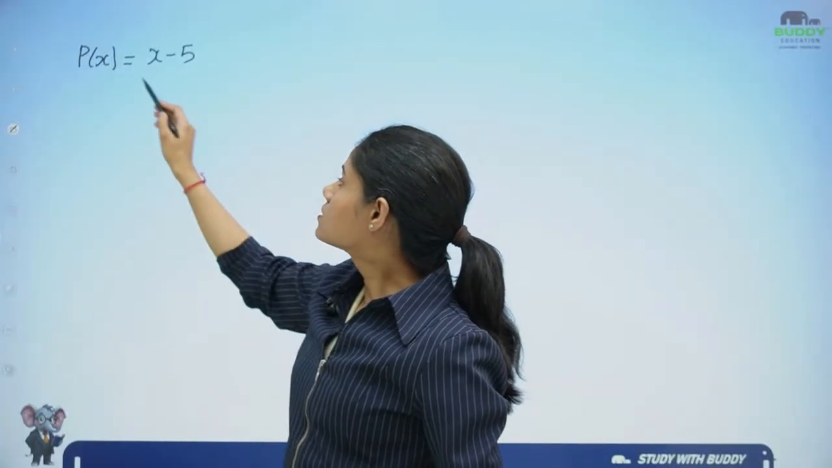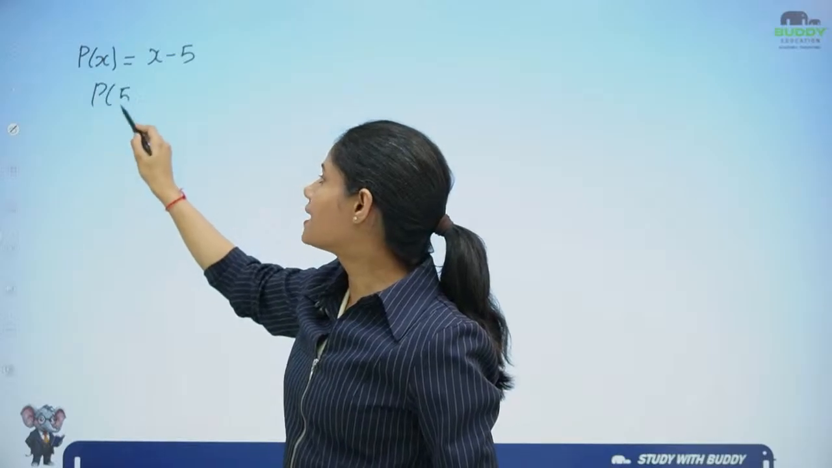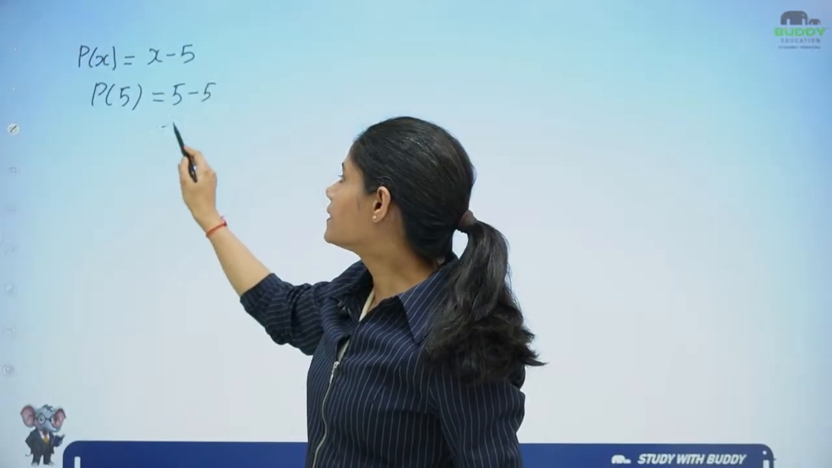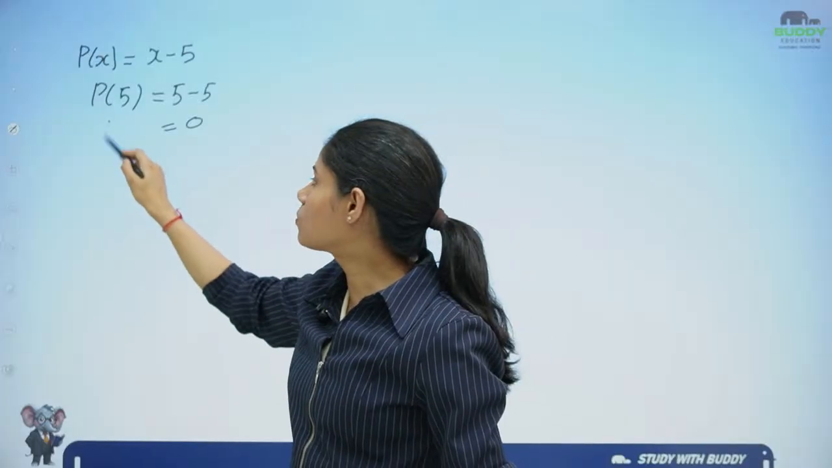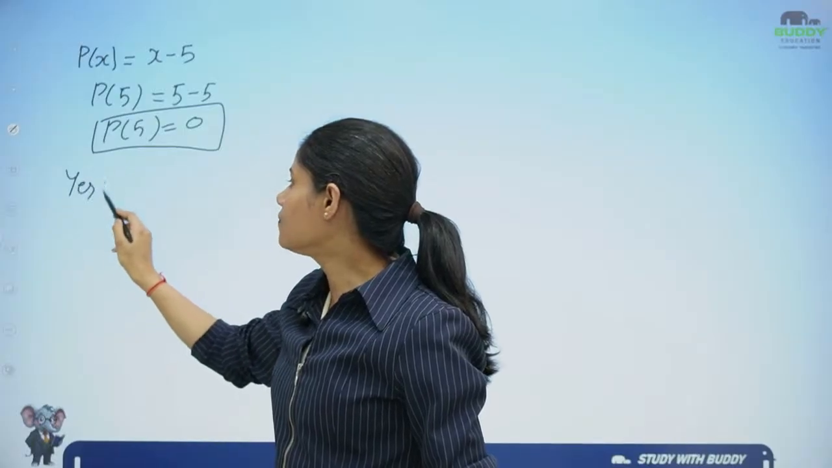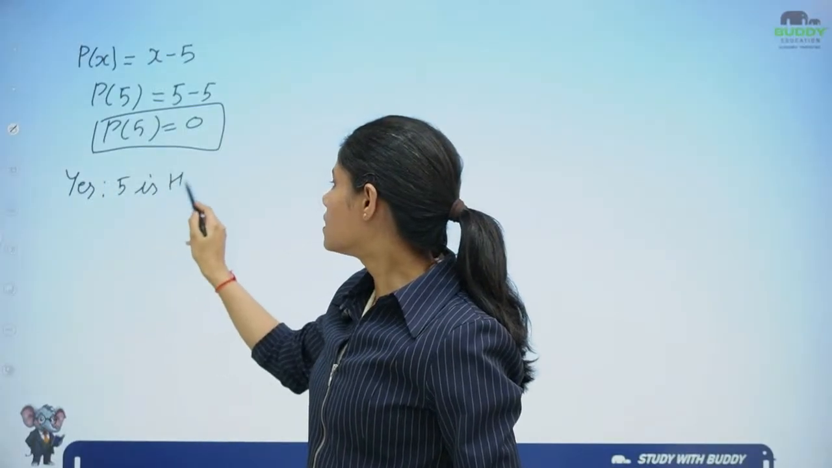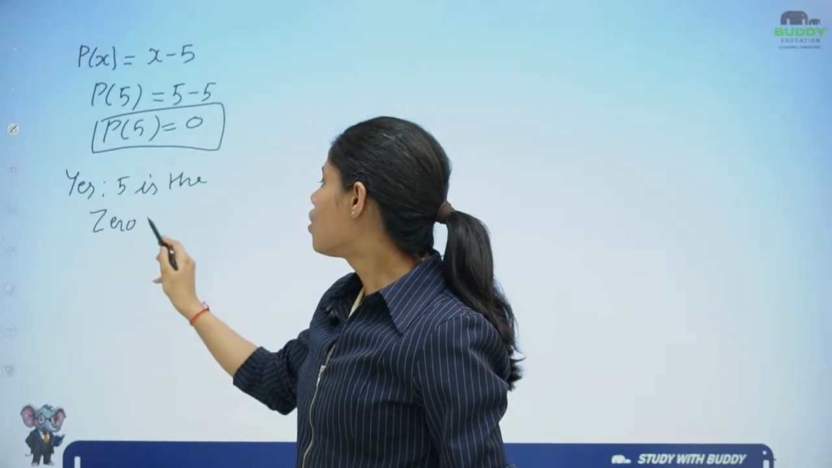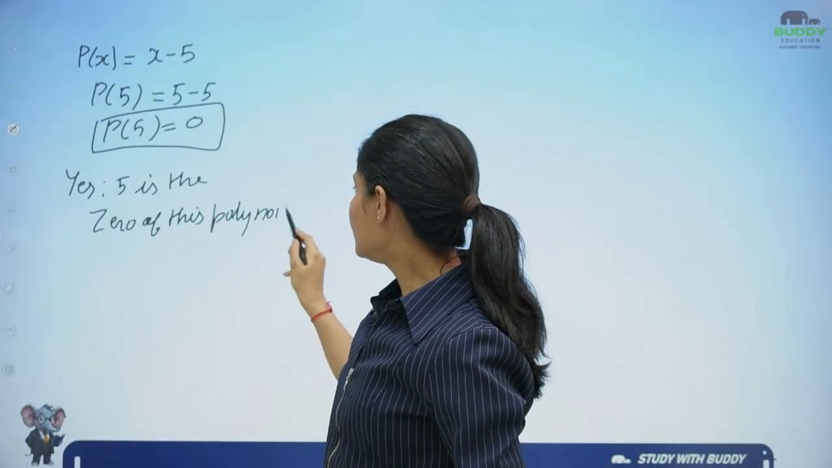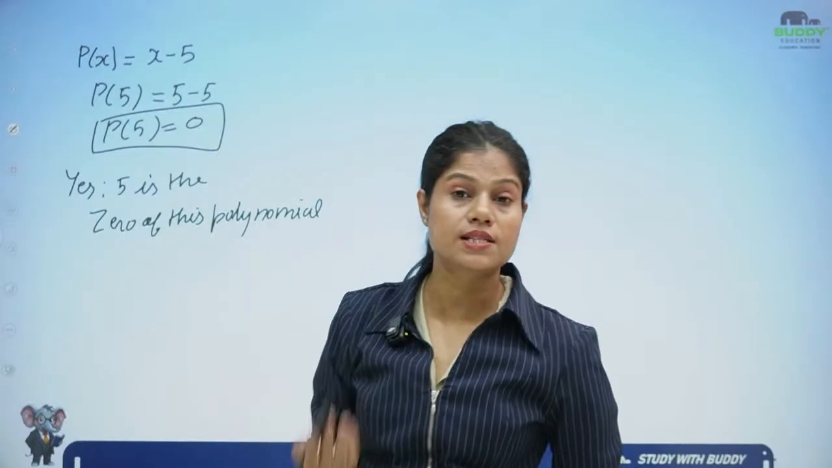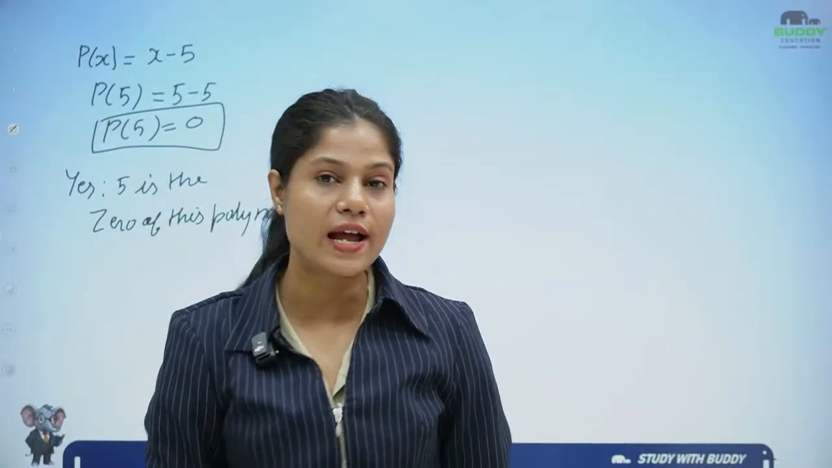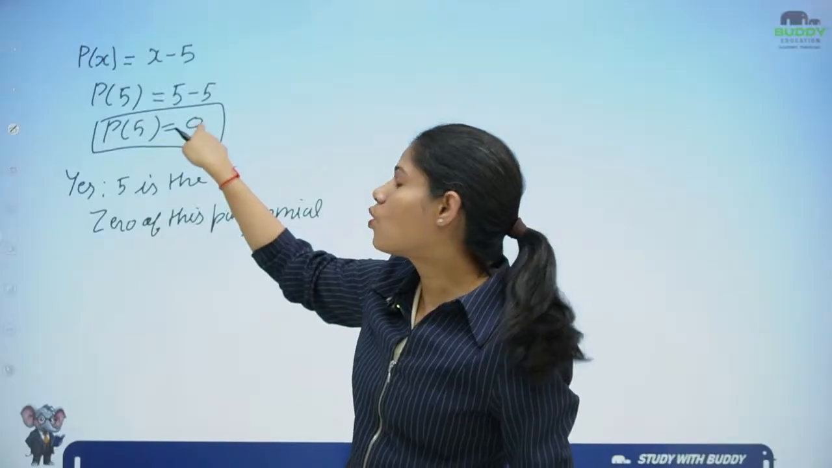What's that value? Just suppose if I put 5 in place of x, what will happen? Then it will be 5 minus 5 and the whole output will vanish. Means the whole output will be 0. And whenever you get this, you can say yes, 5 is the 0 of this polynomial, right? So very simple. Whenever I am asking you to find the zeros, I am asking you to give me that value of the variable which will give me the whole output as 0.